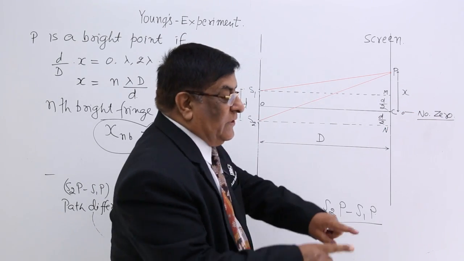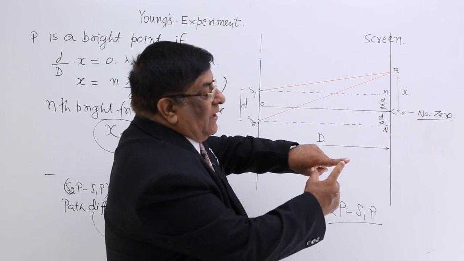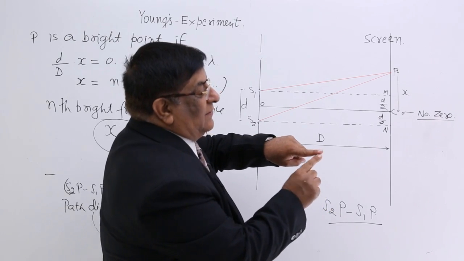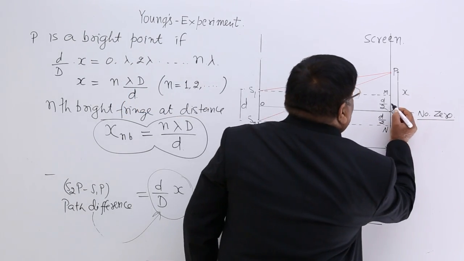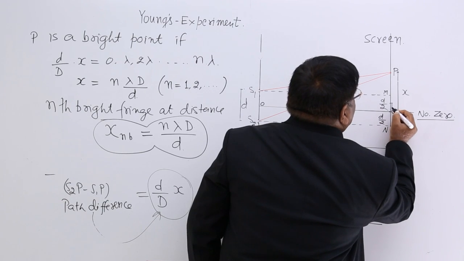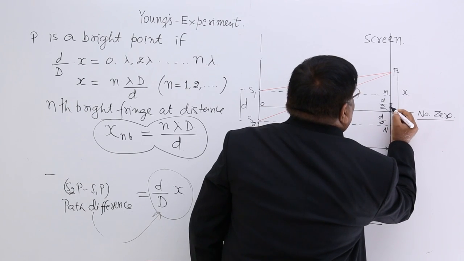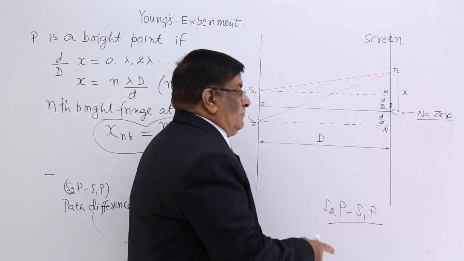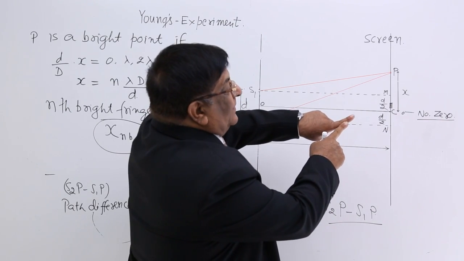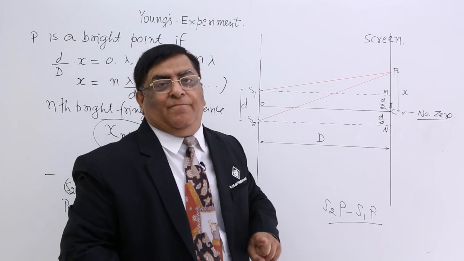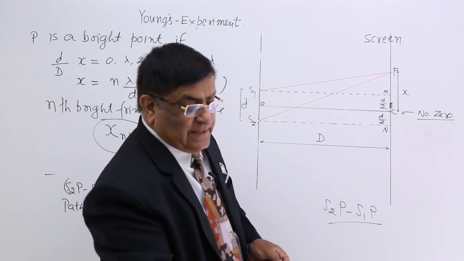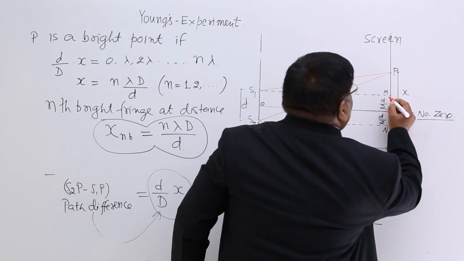When we move a little up, how much is the difference of the path? Lambda by 2. When it is lambda by 2, what will be the fringe here? Answer, dark. Again, move up, the difference has increased and now it has become lambda. If it has become lambda, then what do we get here? A bright fringe.